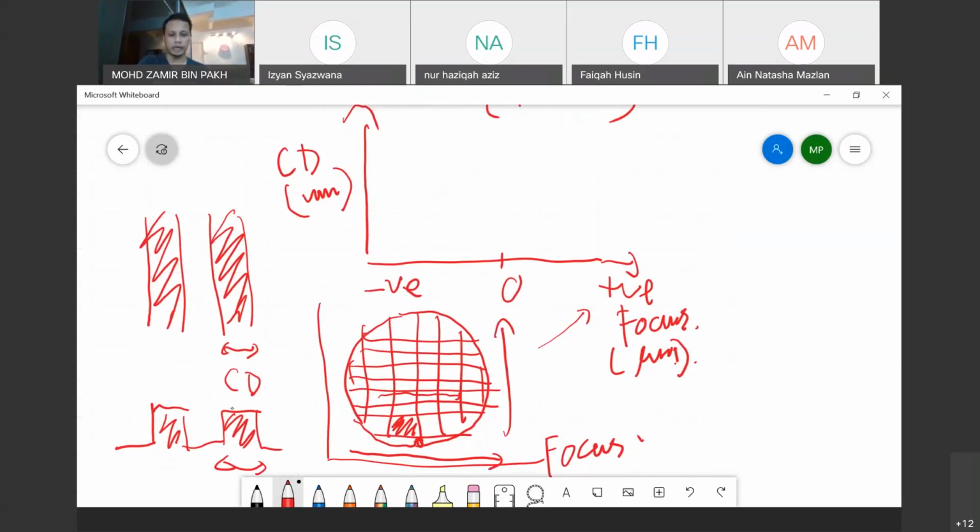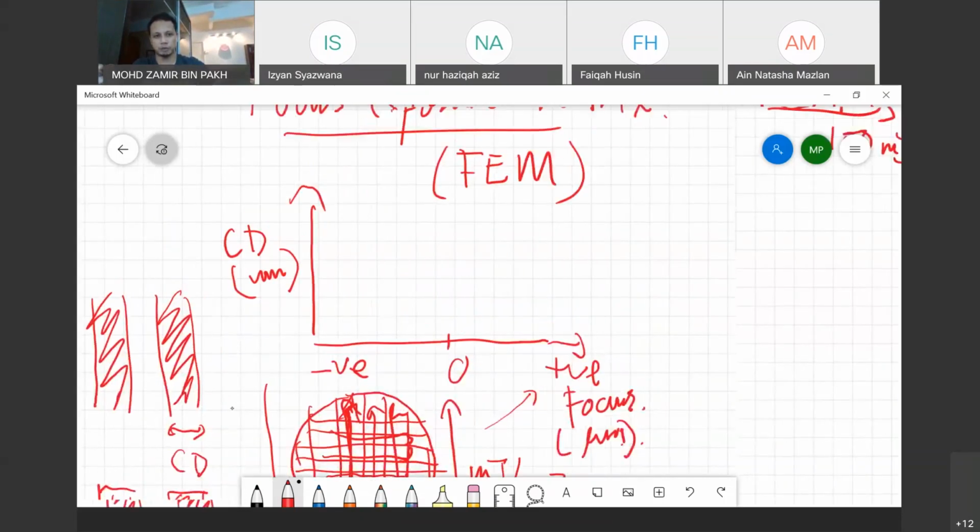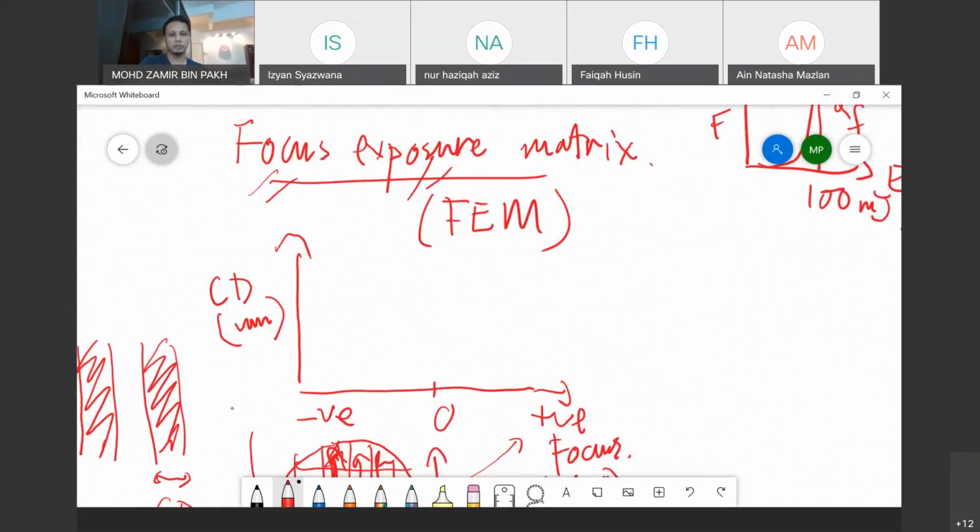Along the y-axis, you're going to expose each section with a different level of dose. So if you go up like this, it's going to experience different dosage, different dosage, and along x, different focus. When the scanner does the exposure, it goes one by one. It can scan, it can zigzag, based on the scanner recipe. So you end up having each section experiencing different focus and different dose. That's why we call it focus exposure matrix. So you focus and then you expose. You vary the focus in x-axis, you vary the exposure dose, in millijoule per square centimeter, in y-axis.